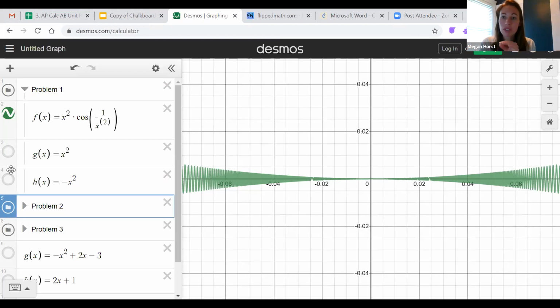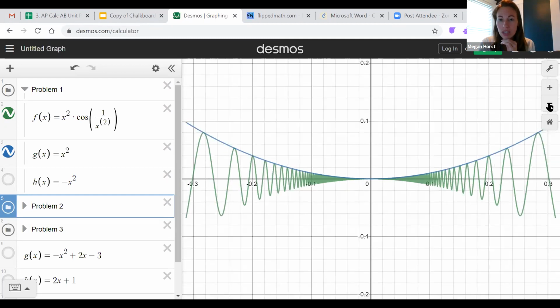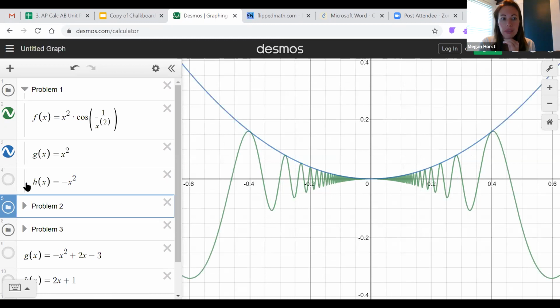And I'll show you how I got these functions in just a second. But I'm going to go ahead and bound this by a positive x squared. Hold on, let me zoom out a little bit so you can see. So that's positive x squared. And then I'm going to bound it on the lower bound by a negative x squared. And notice how this function just fits so nicely between.